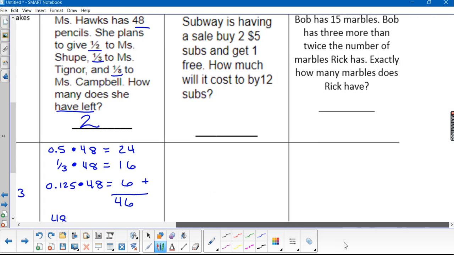Subway is having a sale. Buy 2 $5 subs and get 1 free. How much will it cost to buy 12 subs? Look, there's a typo. That should be B-U-Y. That's probably my fault. All right, let's keep going.